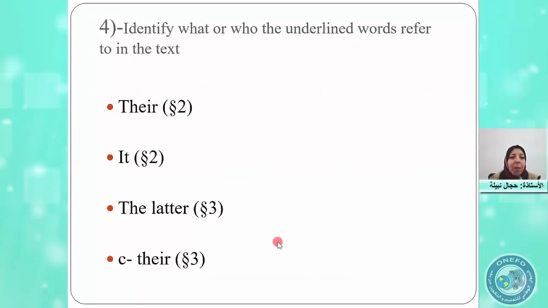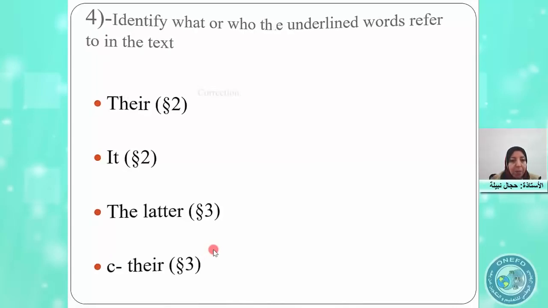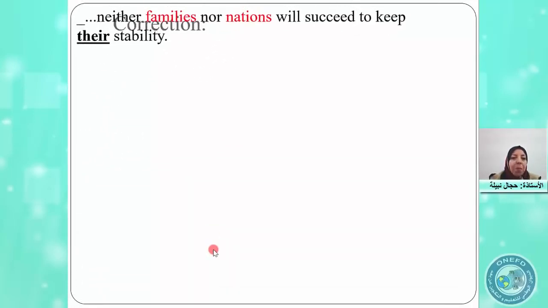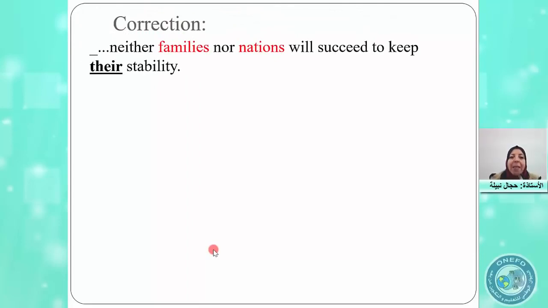The fourth question in comprehension is to identify what or who the underlined words refer to in the text. We have there and it in paragraph 2 and the latter and there in paragraph 3. Let's see the correction. Neither their families nor nations will succeed to keep their stability. So their here refers to nations and nation. Of course, you don't need to keep the negations neither nor because the answer here should be positive. Families and nations.